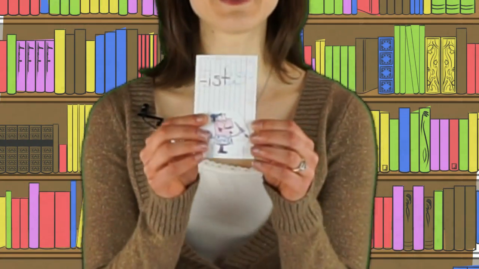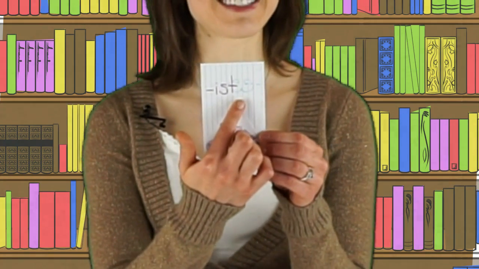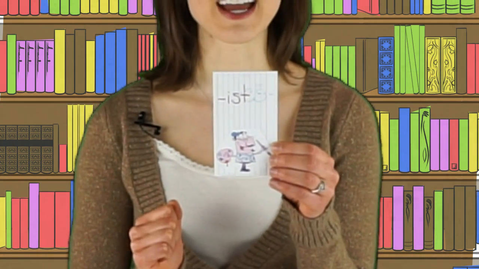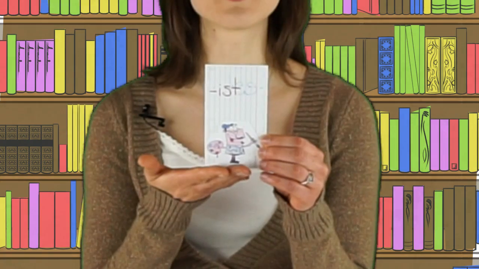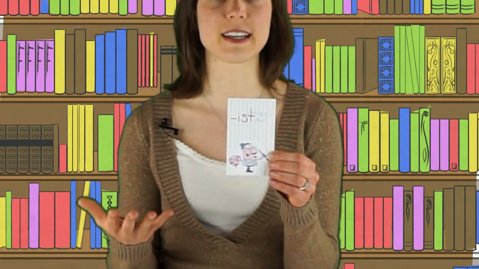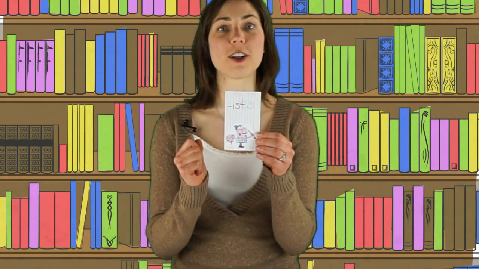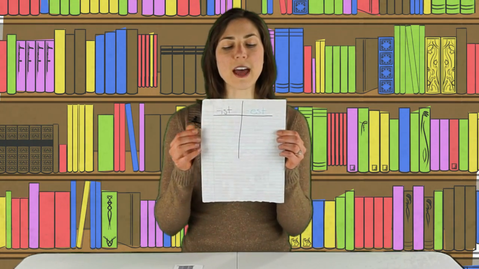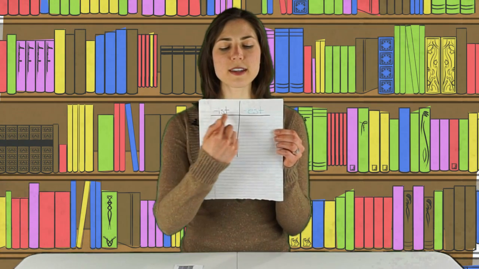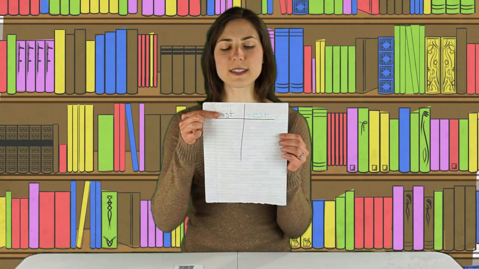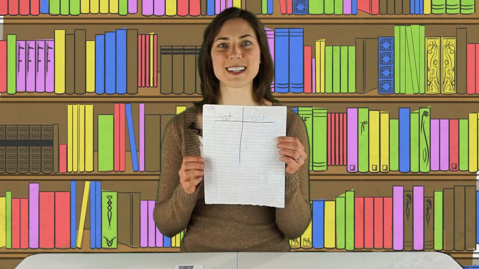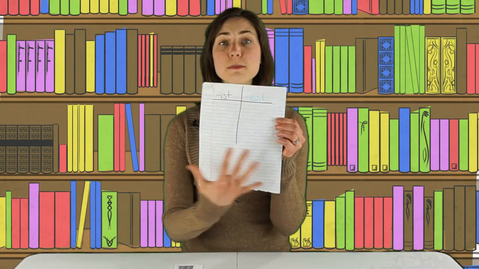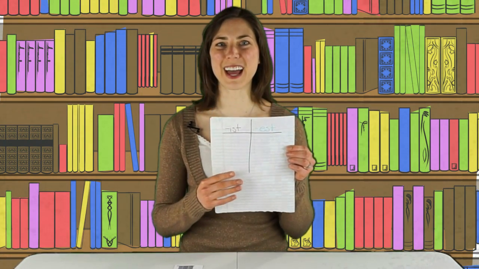The other side is going to be for IST. So your students will write IST and once again draw something that represents the IST spelling to them. So I have a little artist here. The next thing they'll need is just a sheet of lined paper. And at the top, they're going to make a T chart. One side is going to be IST and one side is going to be EST. Save some blank lines at the bottom because we're going to have them writing something there.